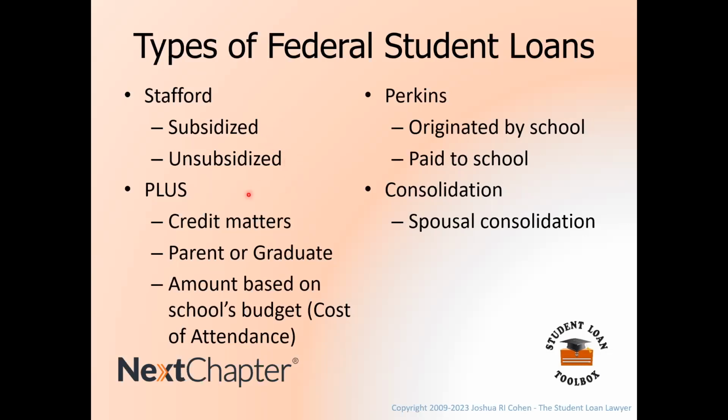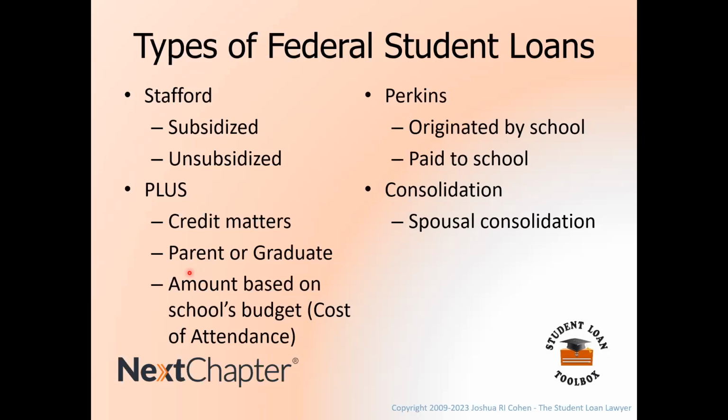Then we have plus loans. Credit does matter loosely on a plus loan. They're easier to get than a Capital One card. They just want to know someone has the ability to pay. There are parent plus loans and graduate plus loans. Graduate plus loans are for graduate students. Parent plus loans are for the parents of an undergraduate.